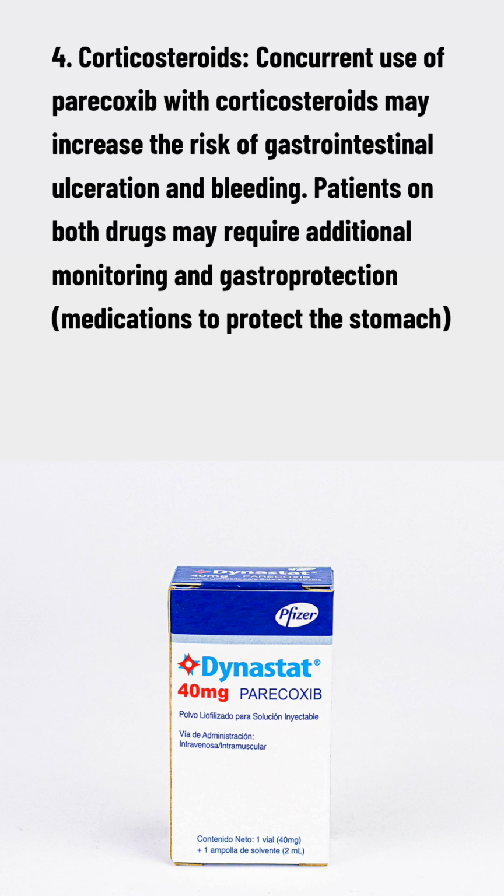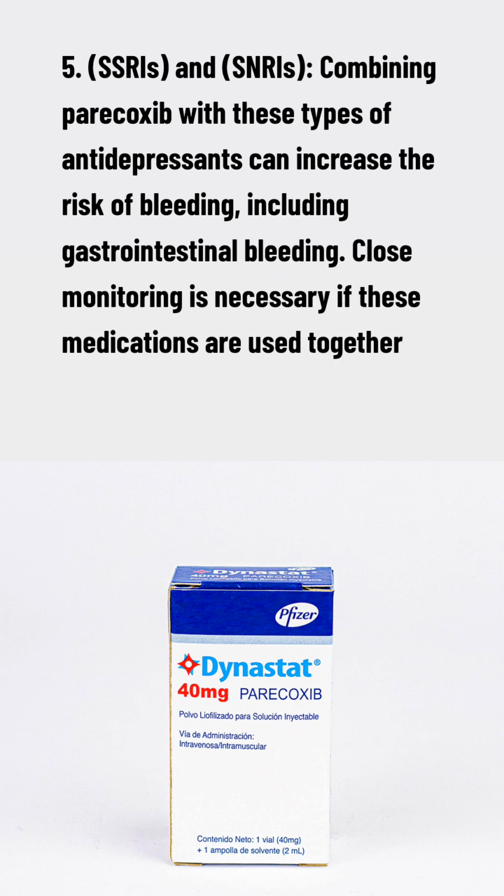4. Corticosteroids. Concurrent use of Parecoxib with corticosteroids may increase the risk of gastrointestinal ulceration and bleeding. Patients on both drugs may require additional monitoring and gastroprotection medications to protect the stomach. 5. SSRIs and SNRIs. Combining Parecoxib with these types of antidepressants can increase the risk of bleeding, including gastrointestinal bleeding. Close monitoring is necessary if these medications are used together.